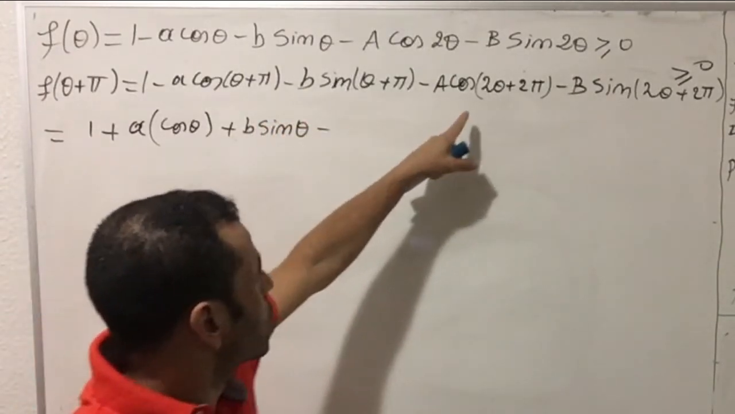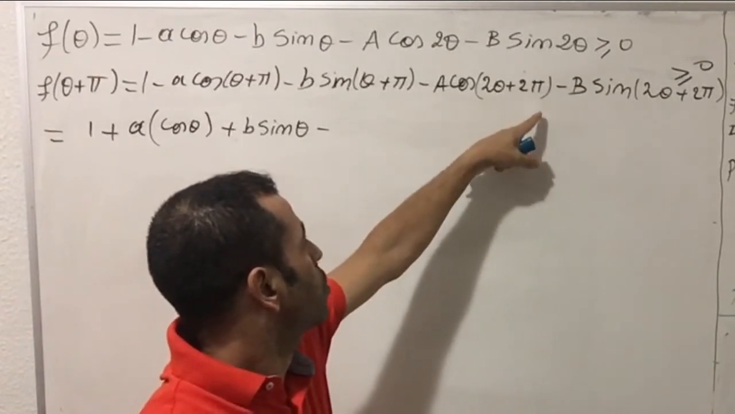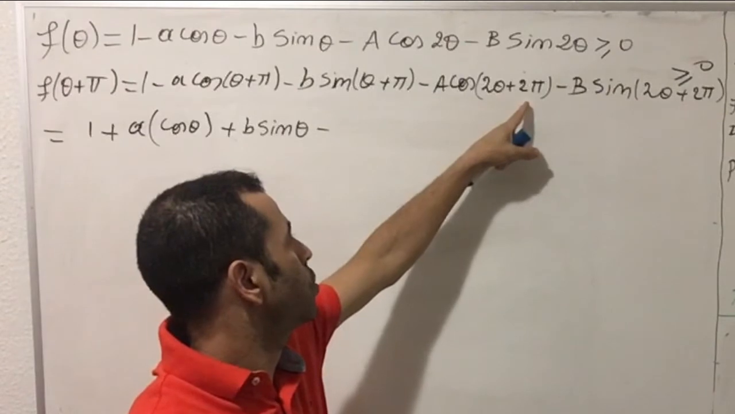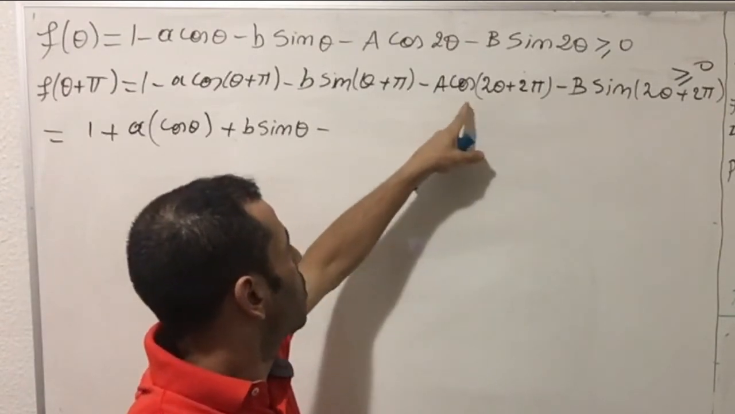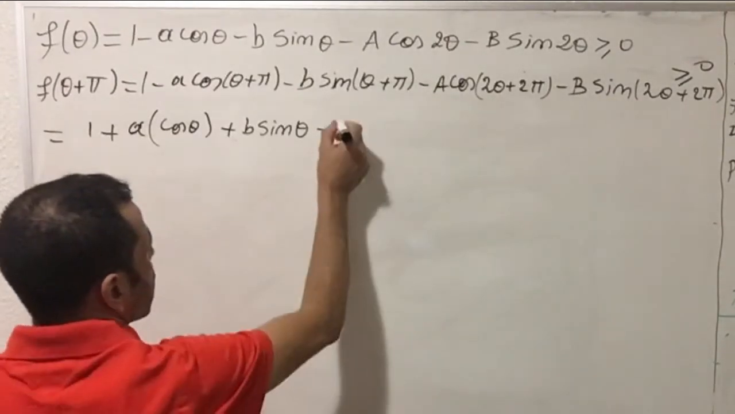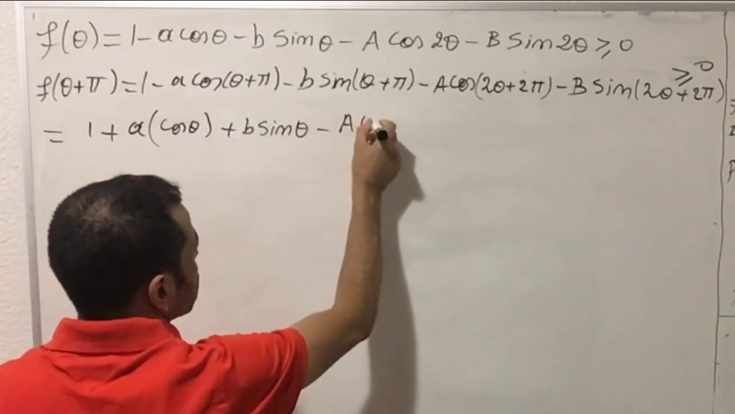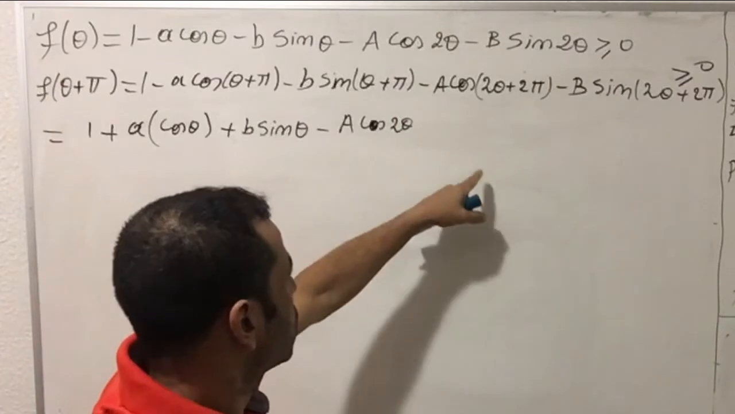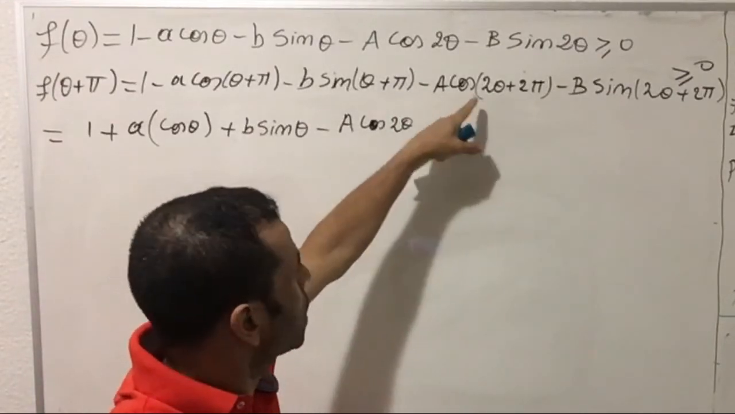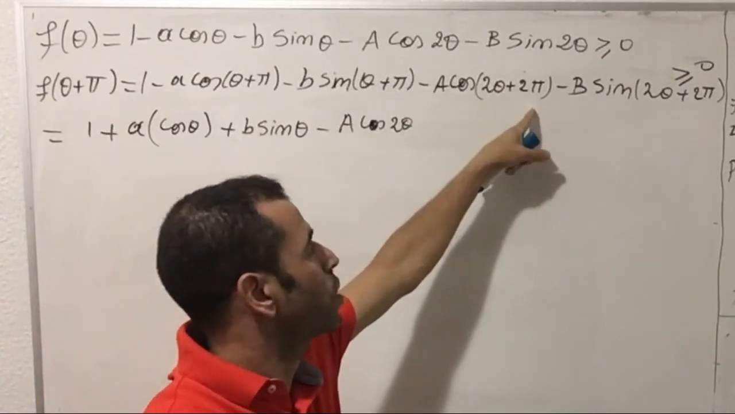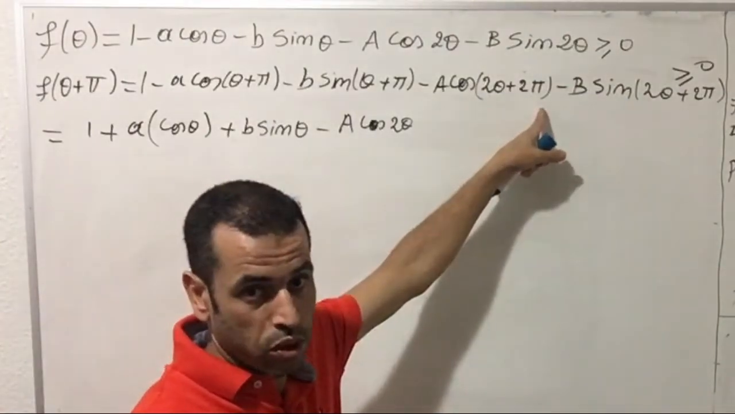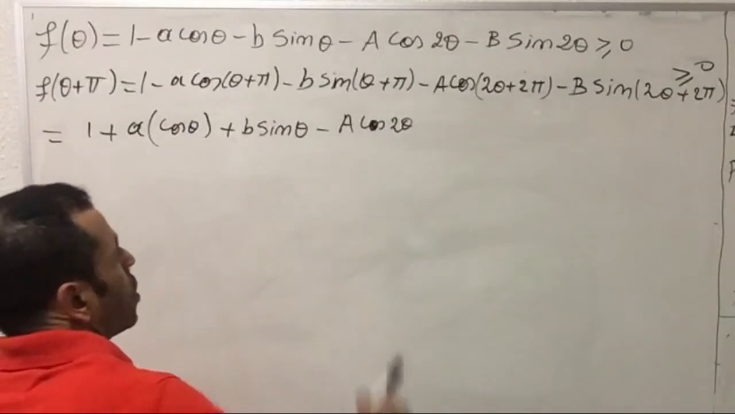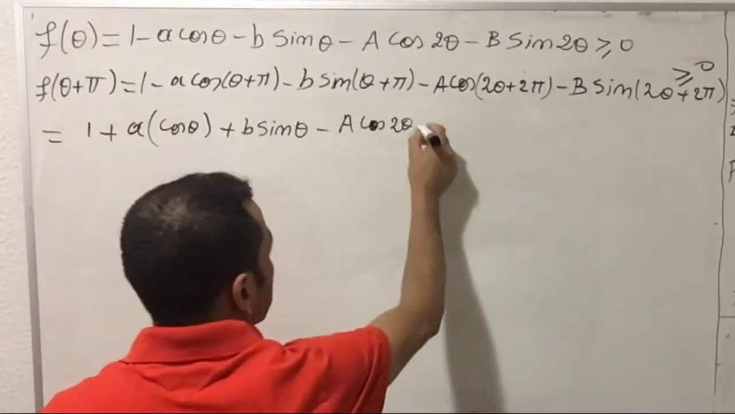The other term I have is cosine 2 theta multiplied by cosine 2 pi. Cosine 2 pi is 1, so I will have cosine 2 theta minus capital A cosine 2 theta. The other term will be zero because we have sine 2 theta multiplied by sine 2 pi. Sine 2 pi is equal to zero, okay? So this one is capital A minus capital A cosine 2 theta.